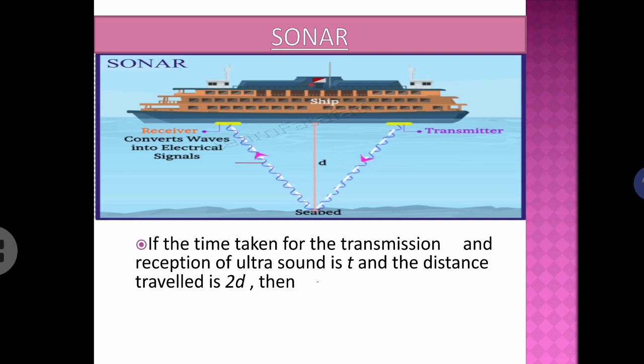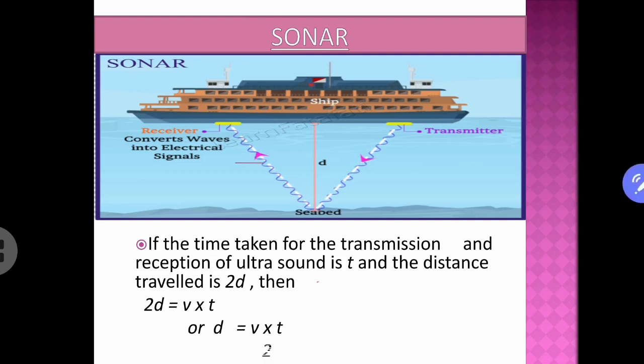So 2D is equal to V into T, because distance is equal to speed into time. Here the speed will be the speed of sound in water, and the time is what we are noting down. So 2D is equal to V into T, and therefore D is equal to V into T by 2. So the echo ranging technique by sonar, sound navigation and ranging, also employs ultrasonic waves.